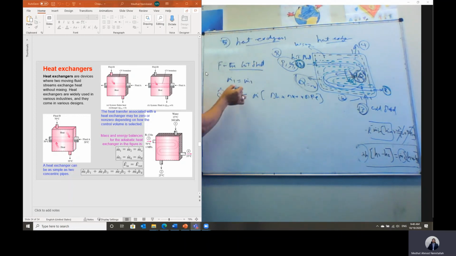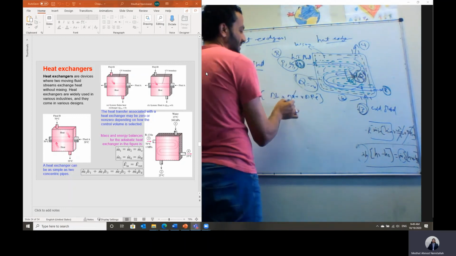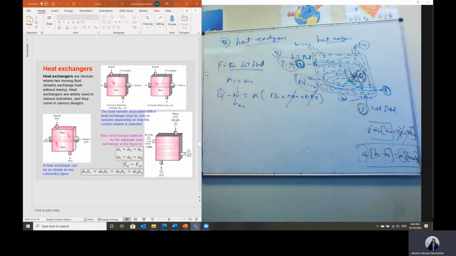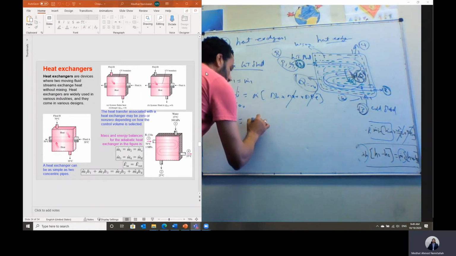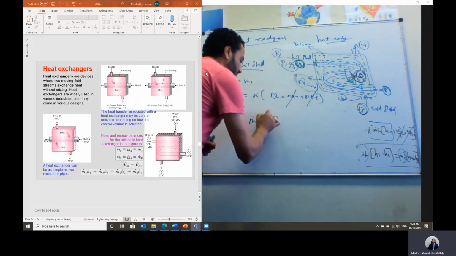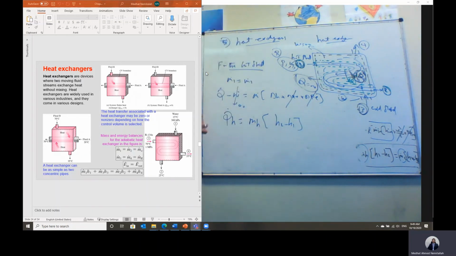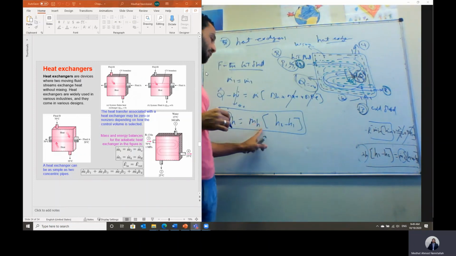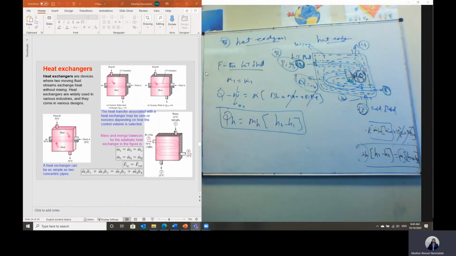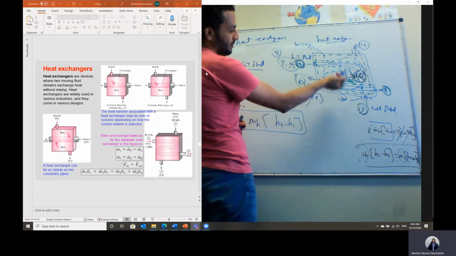In this case, we have heat transfer, but do we have work? No, we don't have work. And usually we neglect the change in kinetic and potential energy. Then Q dot lost from the hot fluid will equal m dot hot multiplied by the change of enthalpy, which is H2 minus H1. So the heat transfer from the hot fluid to the cold equals m dot hot multiplied by H2 minus H1.